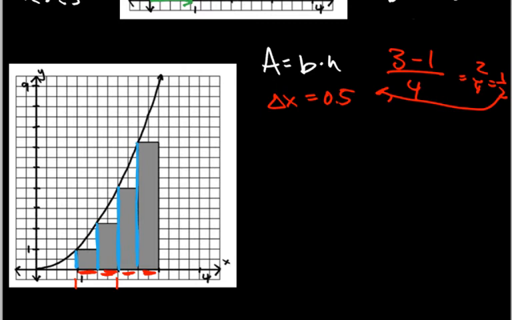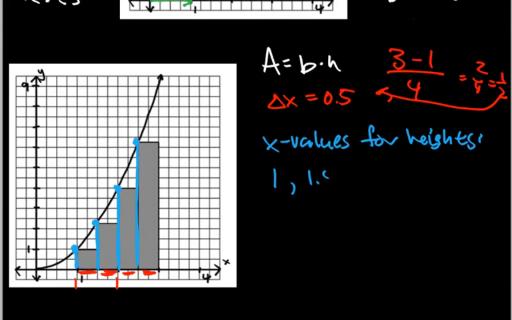So if we look at the function and the height, we notice that the function actually can tell us the height. So if we know the x value over here, we can figure out what the height actually is. So find the function value. Same thing for all of these. So let's find those x values. If we just look at this, we can easily see that we have 1 as one of our heights. That's just that right there. And then if we go delta x over, then we have 1.5. Delta x over again, we got 2. Delta x over again, we got 2.5.